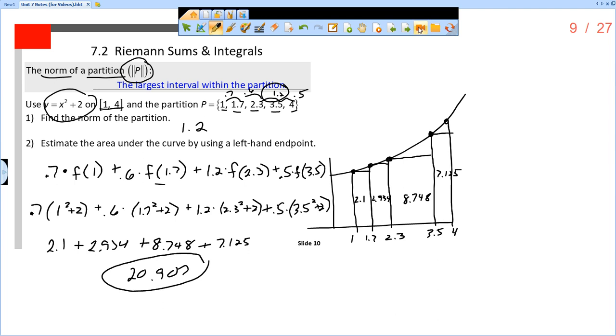Okay, now what we're going to learn is that when we use a rectangle to represent the area, we are going to refer to this as a Riemann sum. And so we can refer to this as a left-hand Riemann sum. All right, so this is a left-hand Riemann sum. Now, we could always use a right-hand Riemann sum as well, and that would be by using the right-hand endpoints. Okay, so that is slide number 10.